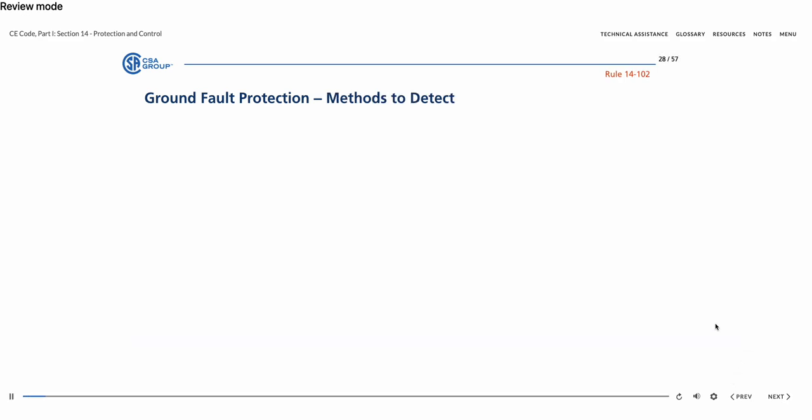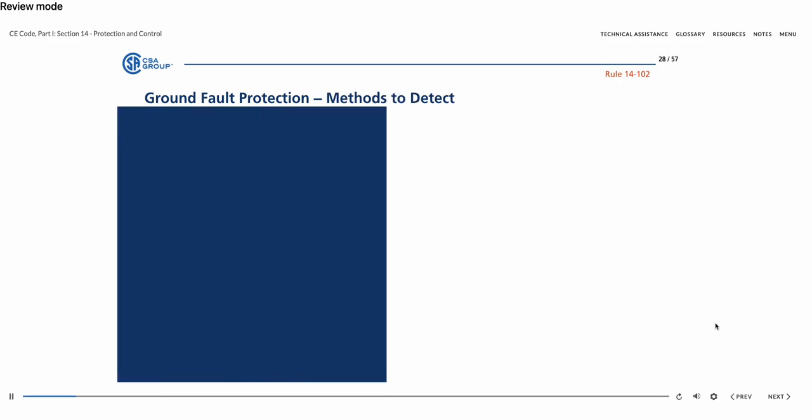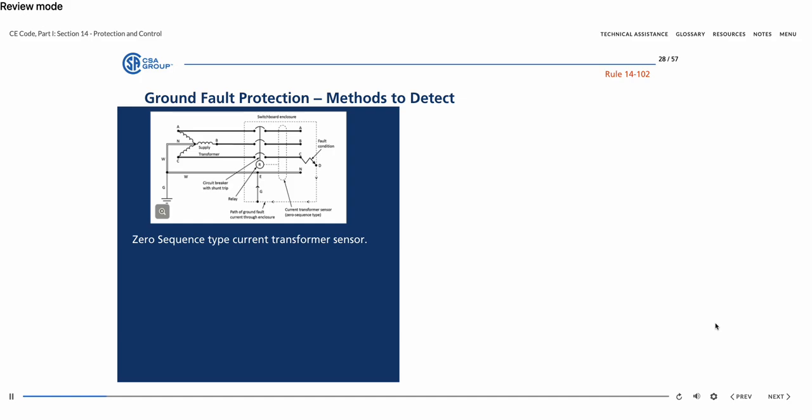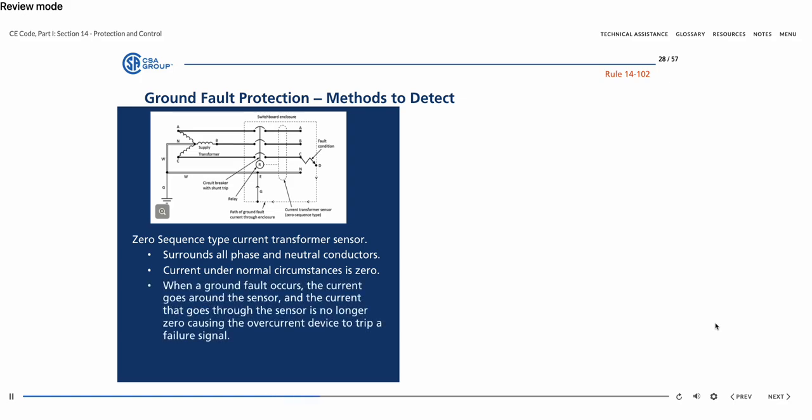There are two main methods to detect ground faults. The first is the zero-sequence type current transformer sensor. This is described in Figure 14-9 in the code. This type surrounds all phase and neutral conductors. The current under normal circumstances is zero. When a ground fault occurs, the current goes around the sensor, and the current that goes through the sensor is no longer zero, causing the overcurrent device to trip a failure signal.